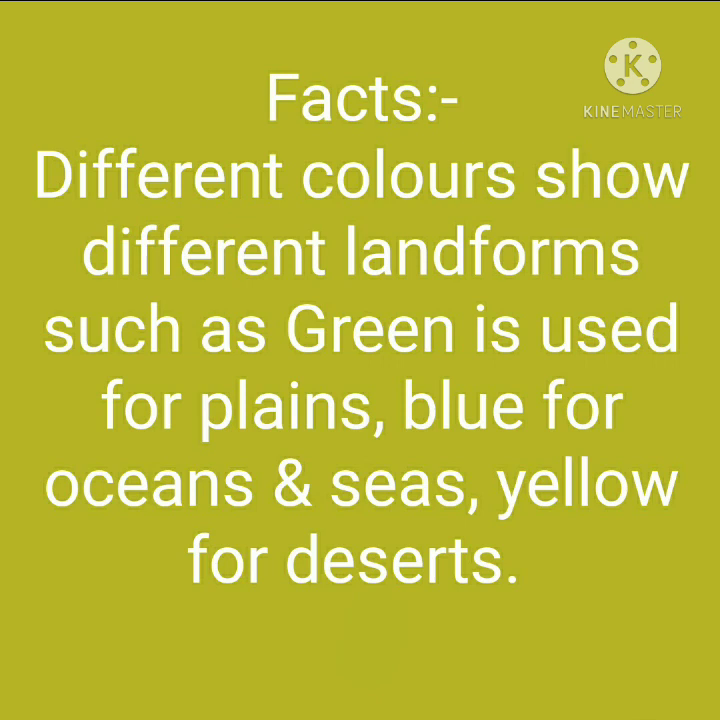Now let us see some facts related to your chapter. Different colors show different landforms, such as green is used for plains, blue is used for oceans and seas or other water bodies, and yellow is used for deserts.